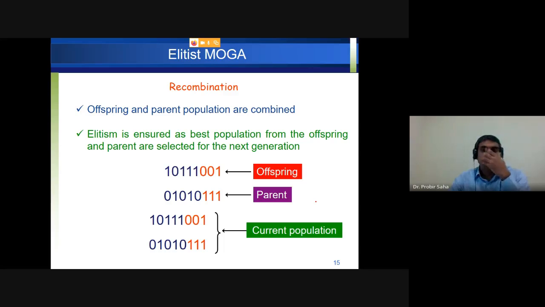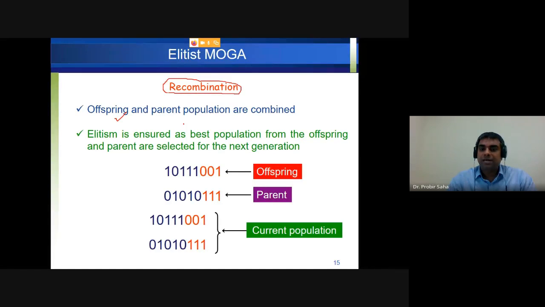Now, what I'm trying to explain is that in elitist MOGA, particularly NSGA-2, recombination is added. This is one added feature. What is recombination? Offspring and parent populations are kept combined. It is not that after reproduction, crossover and mutation, whatever children solutions you got replace the parents, because the good parent may be lost. To avoid that, the offspring and parent populations are combined, and then out of this you choose the best.